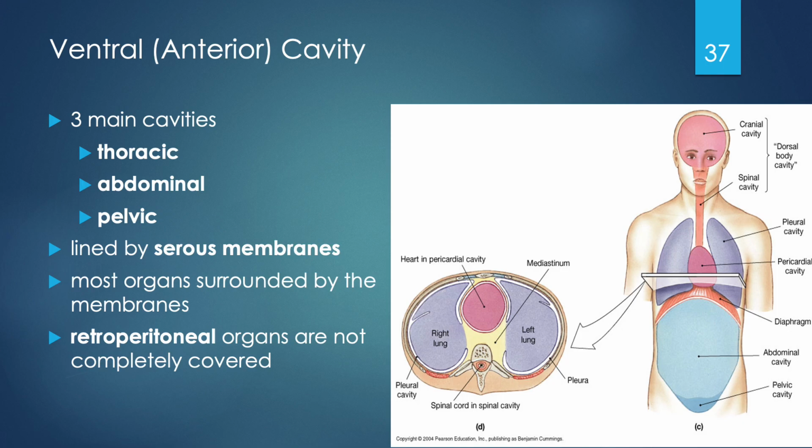Now, retroperitoneal organs are not going to be completely covered. The first thing I think about when I think about retroperitoneal organs is the kidneys, right? Because they are not part of the general abdominal cavity. They are tucked away up and behind, kind of. So they're a little bit different. Those are retroperitoneal.